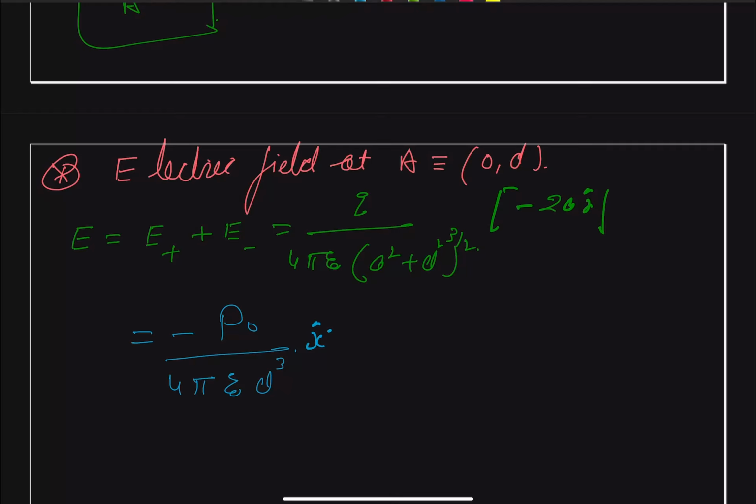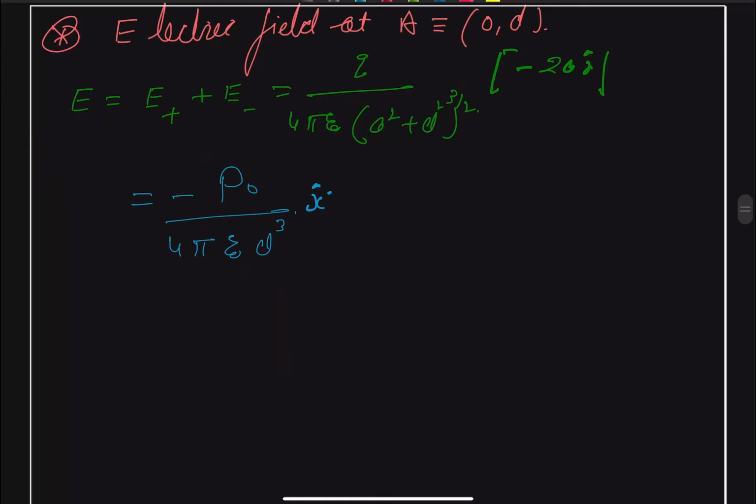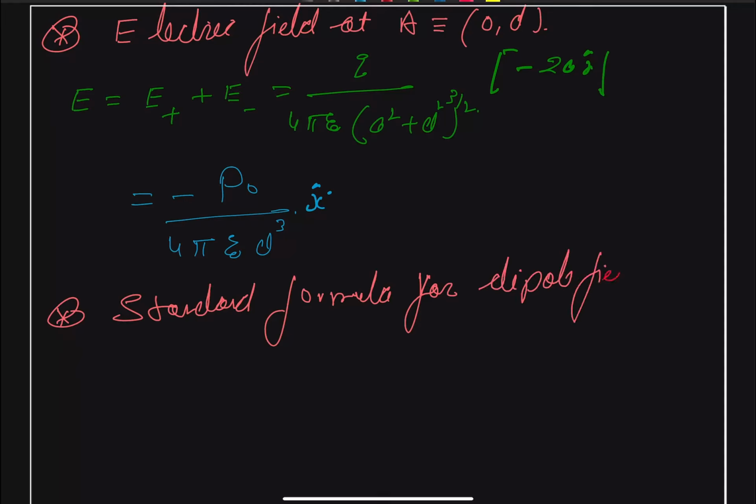Okay. The standard formula for the electric field due to a dipole, the standard formula for the dipole field, is given as E is equal to 1 upon 4 pi epsilon naught, times 3 P dot R, R unit vector, minus P, divided by R cube.